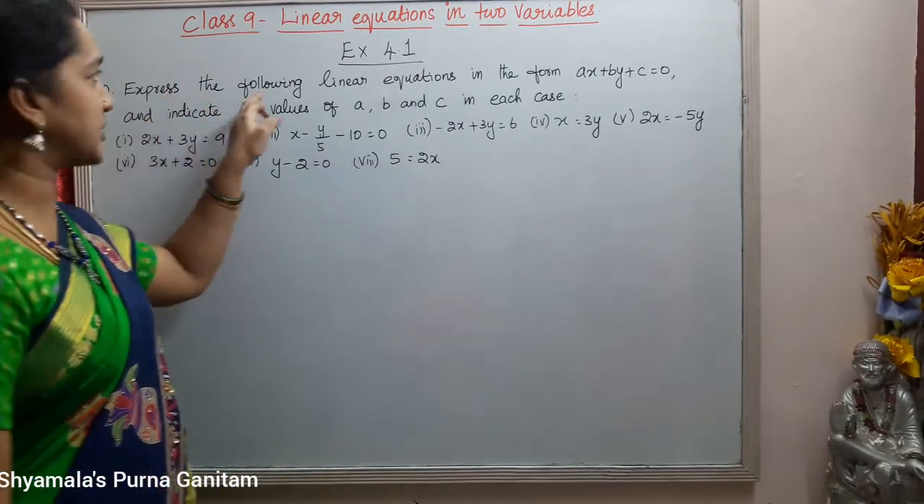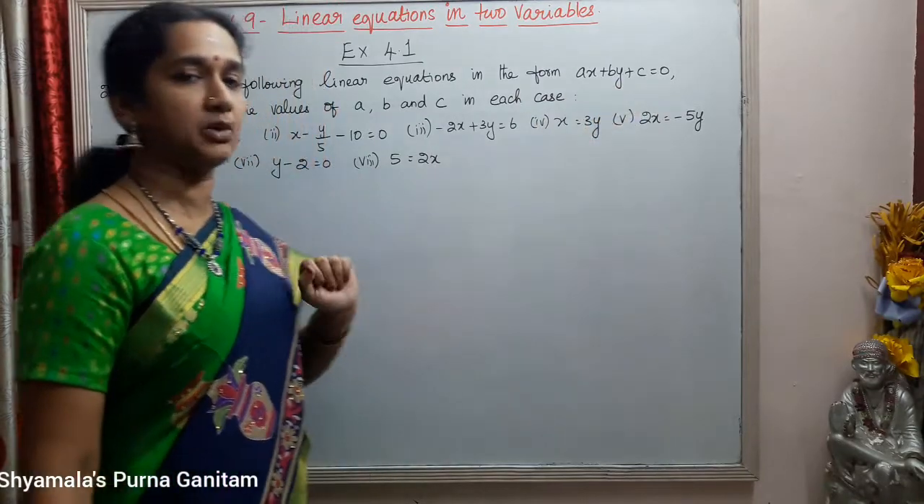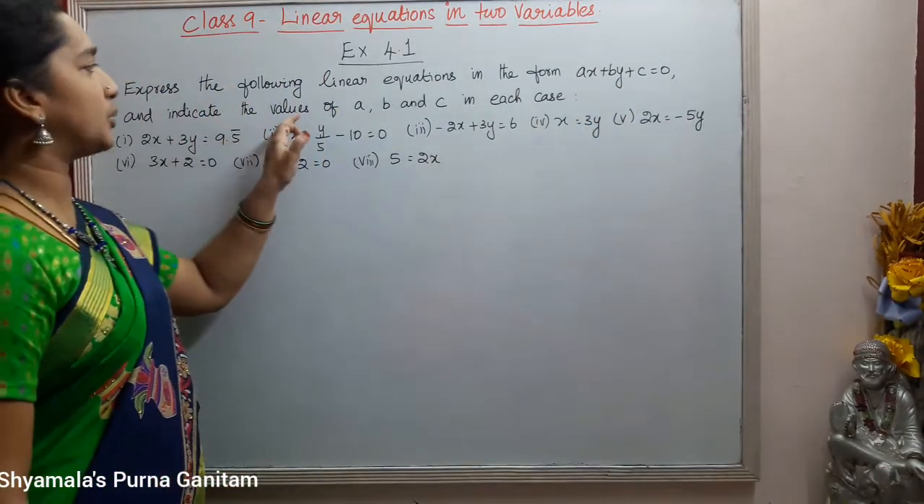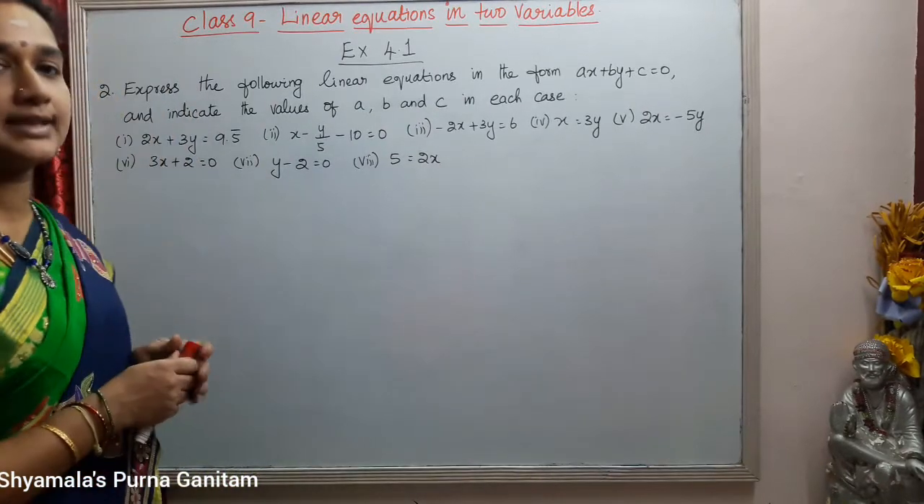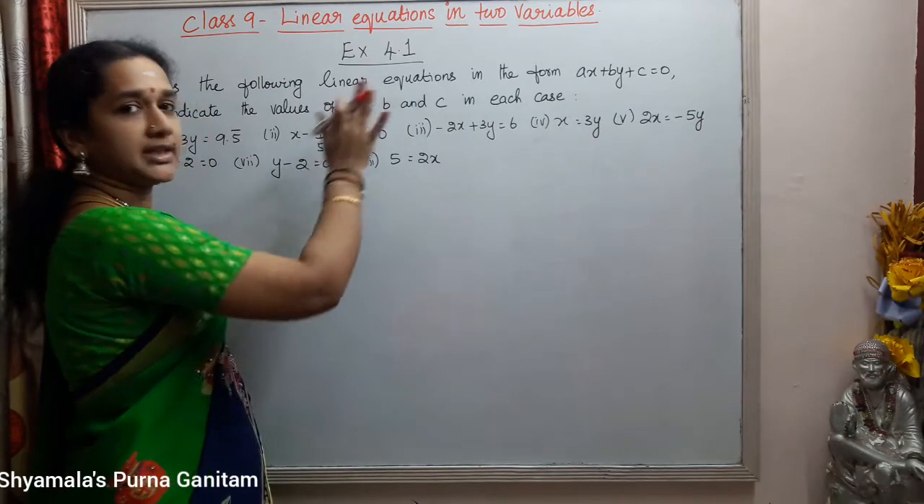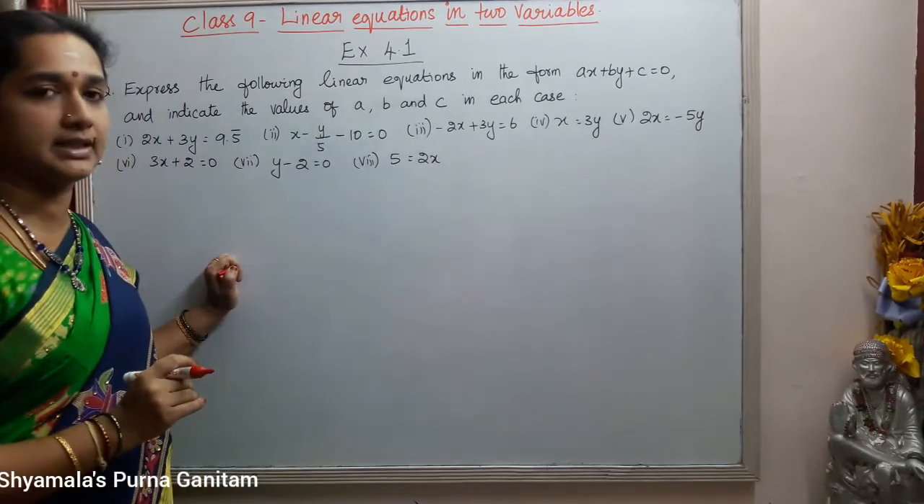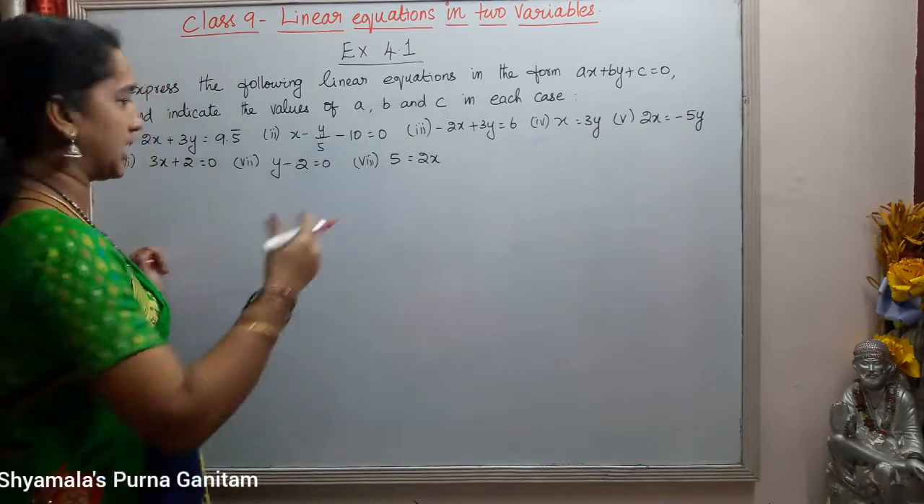Second sum is: express the following linear equations in the form ax plus by plus c is equal to 0 and indicate the values of a, b and c in each case. So 8 sums are given. We are asked to express the given equations in the general form ax plus by plus c is equal to 0, and the values of a, b, c also we are asked to write.